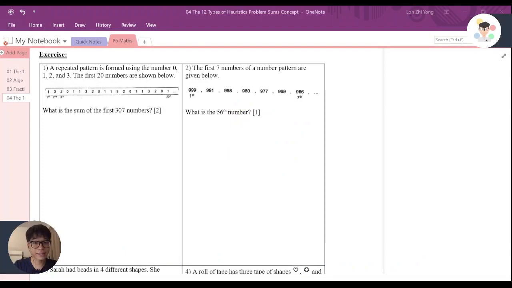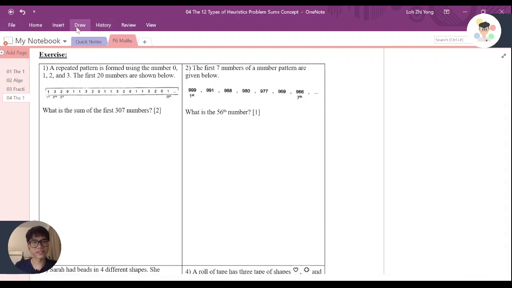Welcome back to Teachable Class, and this is discussion booklet number 4, the 12 types of heuristic problem sums concept. And we're under the pattern concept, and this is type number 1, which is number or shape pattern. Okay. And now since we are looking at question number 2 on page number 4, let's look at the question here together.